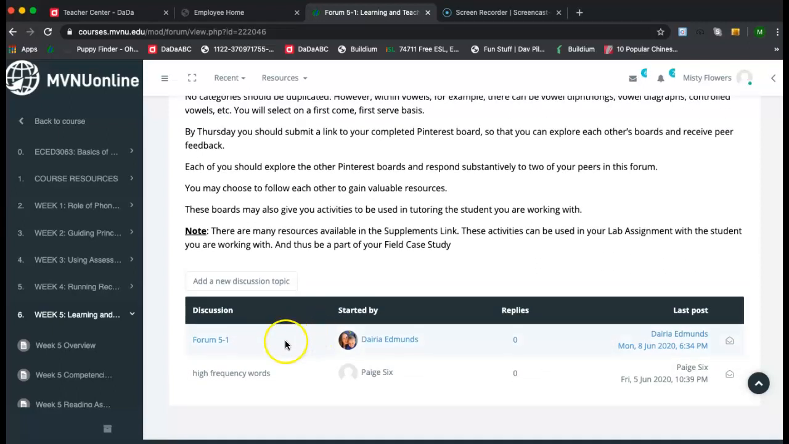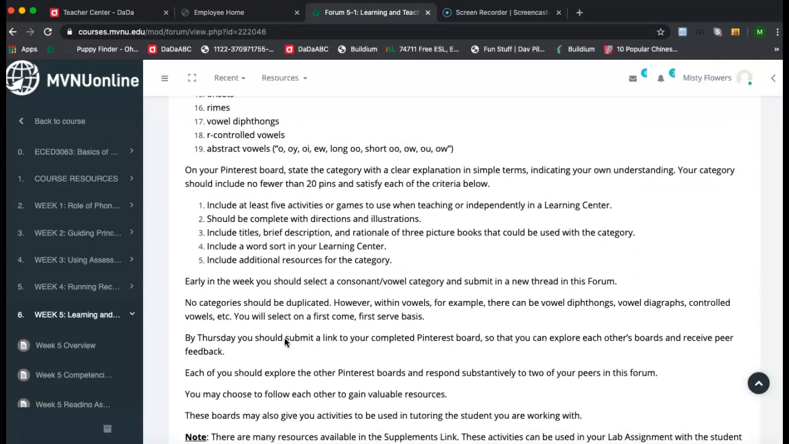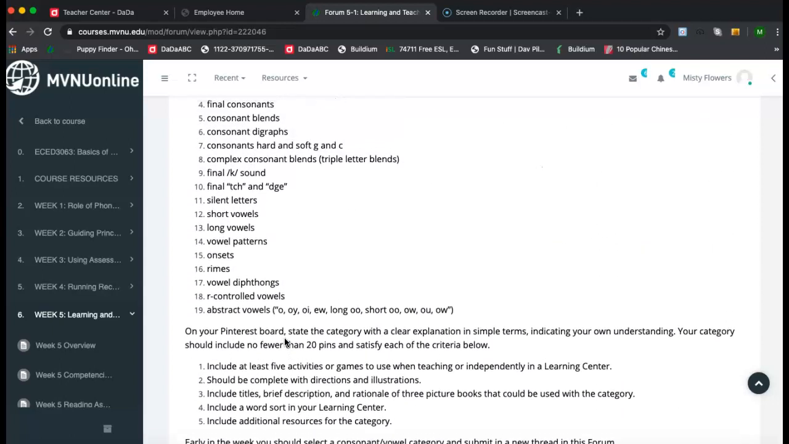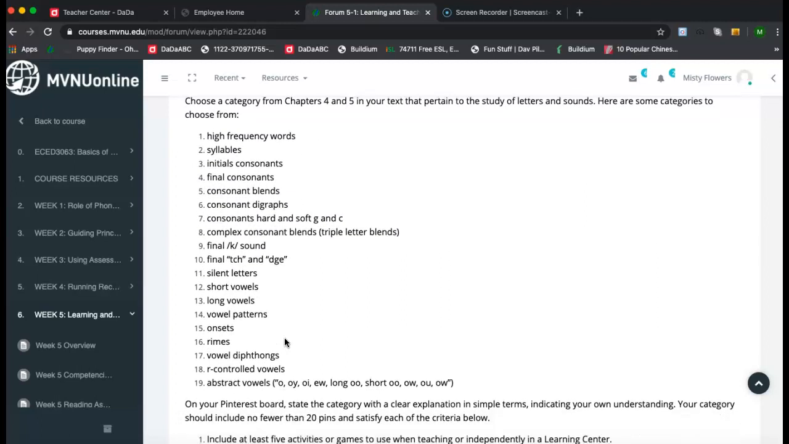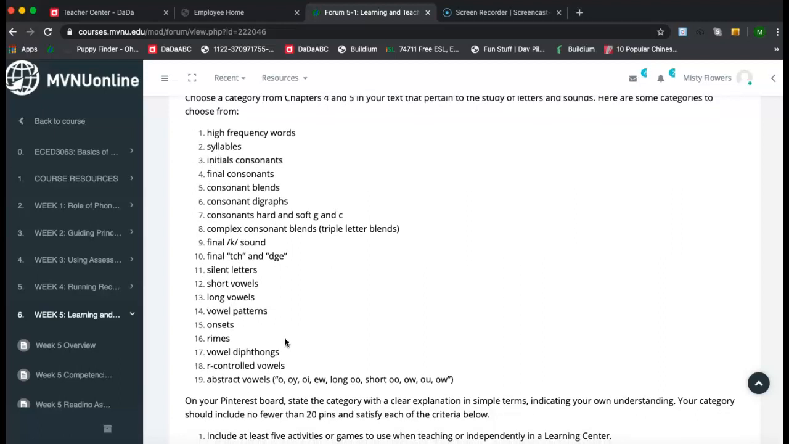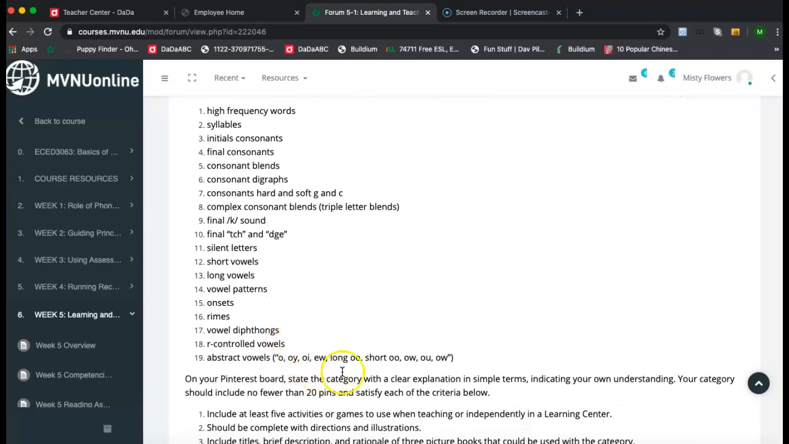Oh, we have 2 already submitted, so that we don't duplicate boards. So as soon as you know, submit it into the forum. Your Pinterest board will need to state the category with a clear explanation in simple terms indicating your understanding of the category.